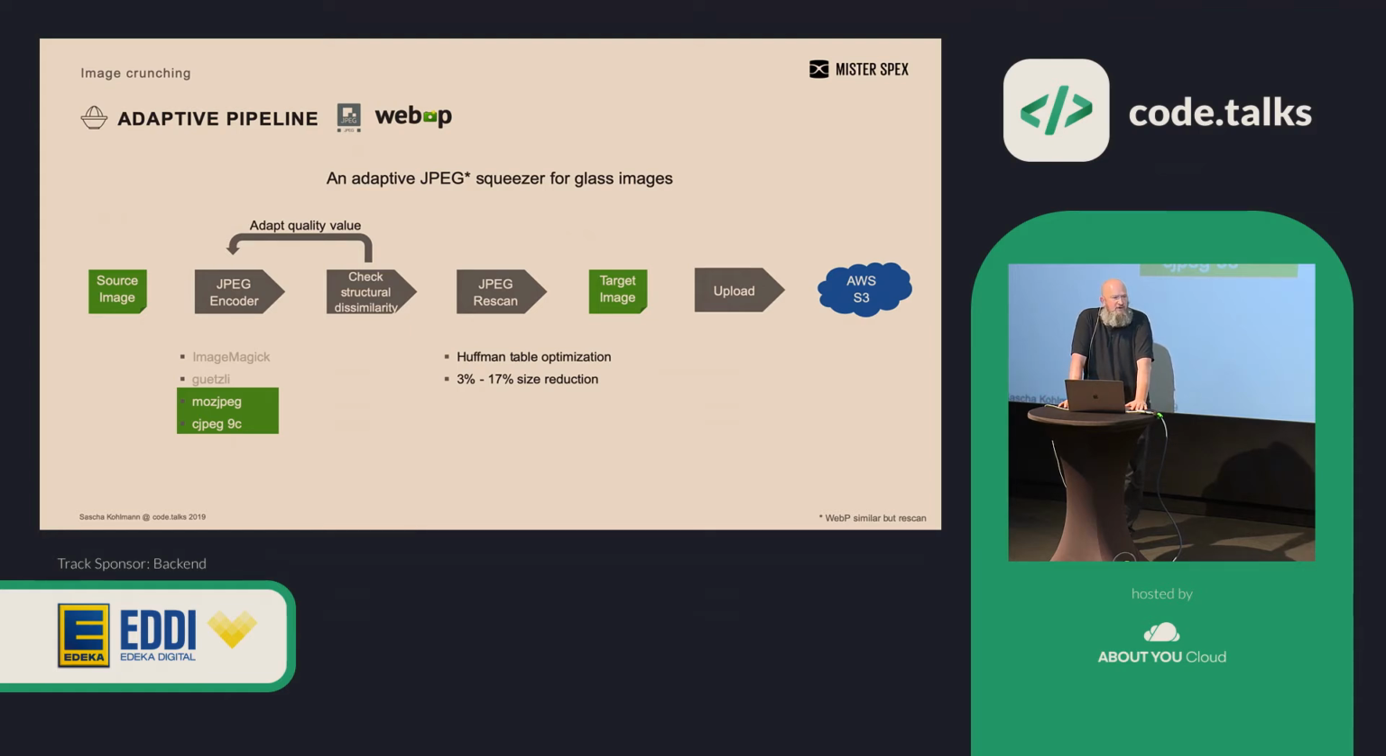They are controlled by our graphics department, then copied over into a shared folder, and then the system starts working. We use mozjpeg and cjpeg 9c as JPEG encoders. They are doing a shootout. The smaller image will win.